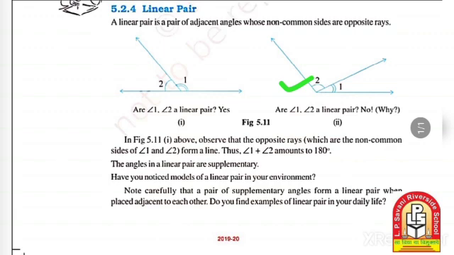Let's see the reason. In figure 5.11 above, observe that the opposite rays, which are the non-common sides of angles 1 and 2, form a line, thus angles 1 and 2 add up to 180. The angles in a linear pair are supplementary. Note carefully that a pair of supplementary angles form a linear pair when placed adjacent to each other. Do you find examples of linear pairs in your daily life?